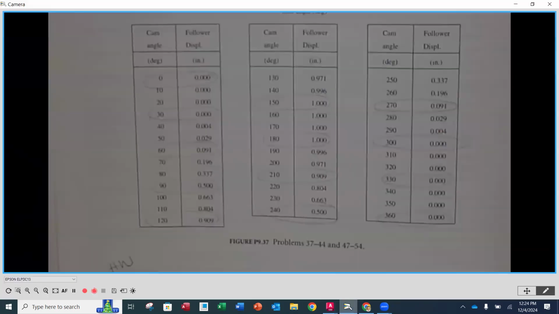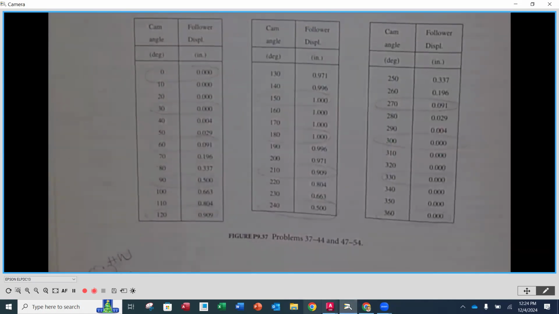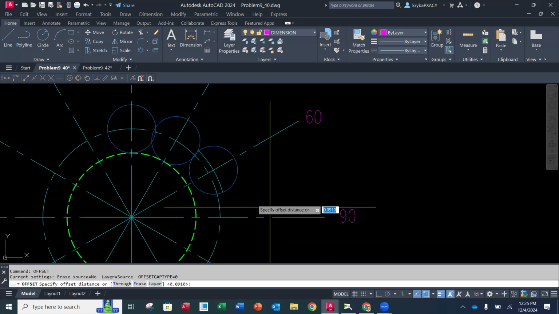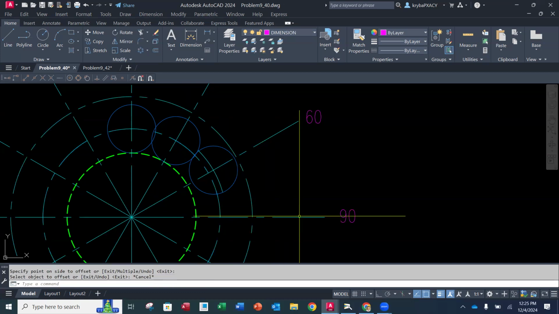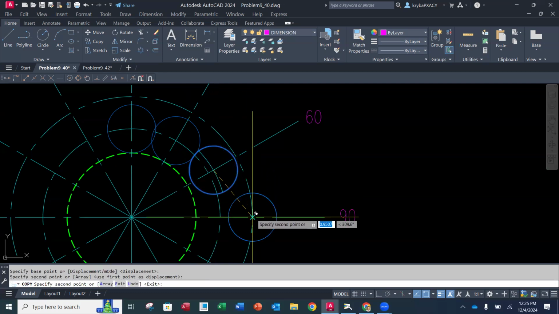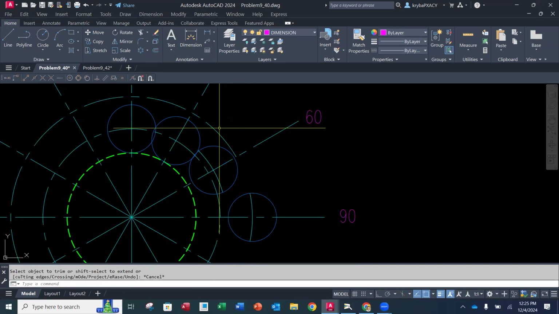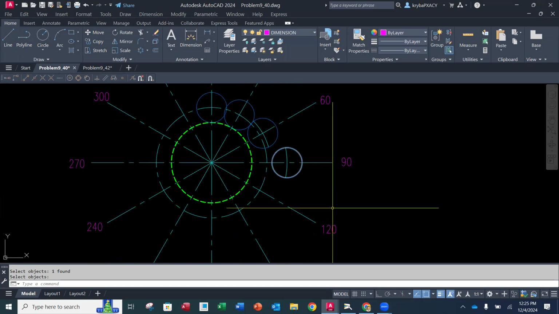Now I'm going to go back underneath and go to 90 degrees. 90 degrees is an offset distance of 0.5. So I'm going to go back to AutoCAD. I'm going to do an offset. I put my number in, 0.5. And I'm going to go from that original circle out to that point. And I'm going to copy from this intersection to that intersection. And again, I'm going to trim. I like doing this because then I know exactly where it was. And so that's going to be my new center. Okay. And then I'm going to continue all the way around.